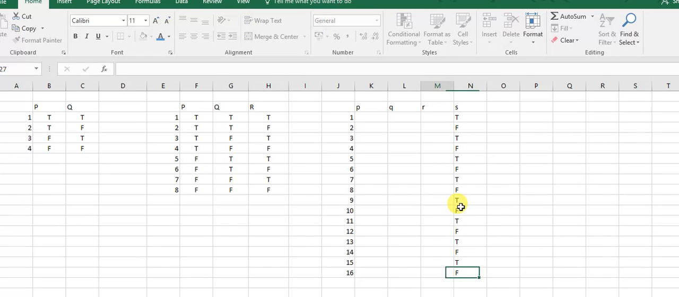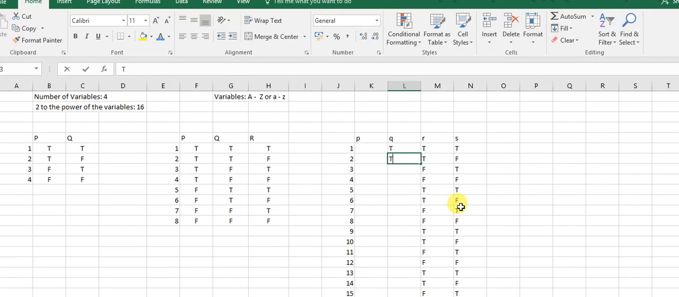So you carry on like this, and now you're going to alternate it twice. So T, T, F, F, T, T, F, F, T, T, F, F, T, T, F, F. And here you go 4 times: T, T, T, T, F, F, F, F, T, T, T, T, F, F, F, F.